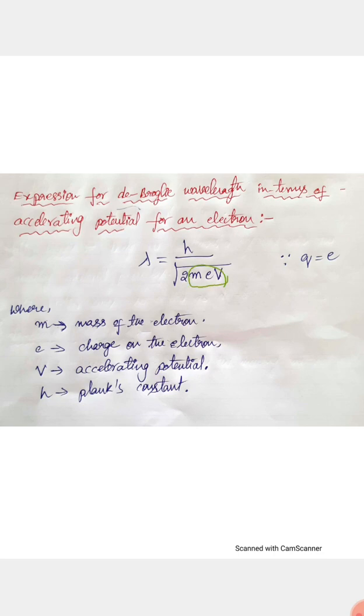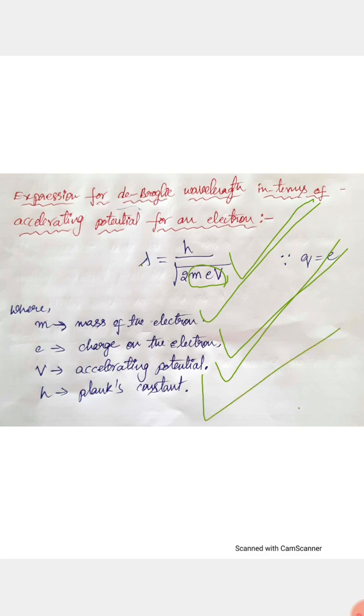Now the de Broglie wavelength in terms of the accelerating potential for an electron is given by lambda is equal to h divided by the square root of 2m eV. m is the mass of the electron, e is the charge on the electron, V is the accelerating potential, h is Planck's constant. This is about the de Broglie wavelength. De Broglie waves are matter waves, and we covered the de Broglie wavelength in terms of kinetic energy, accelerating potential for a particle, and accelerating potential for an electron. In the next class I am going to discuss the Davisson-Germer experiment. Thank you.